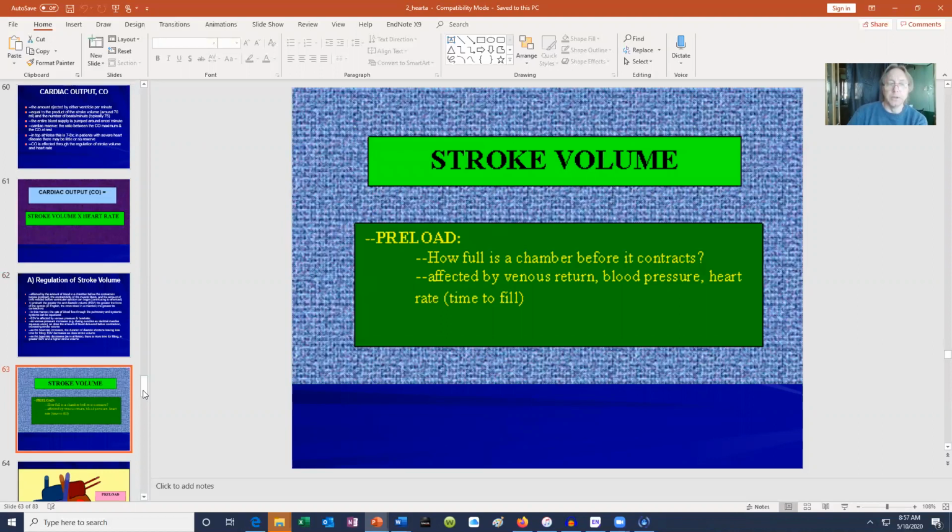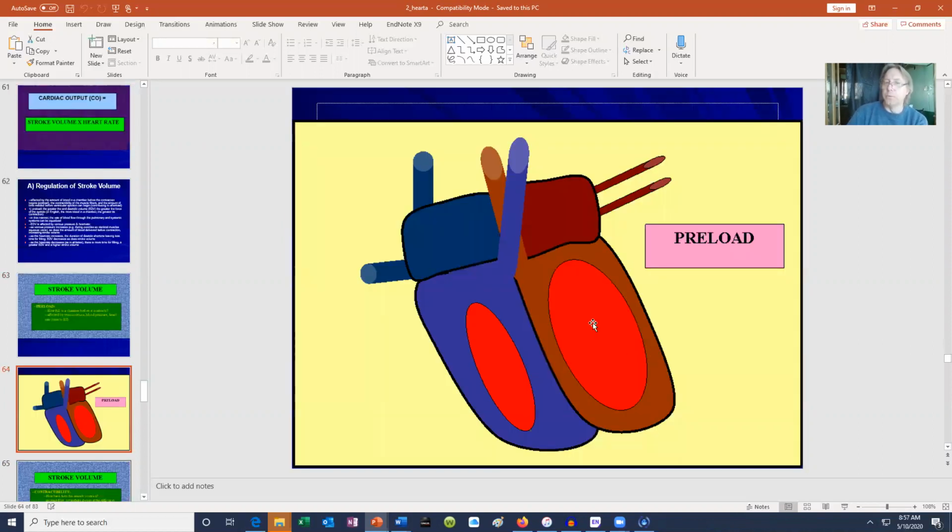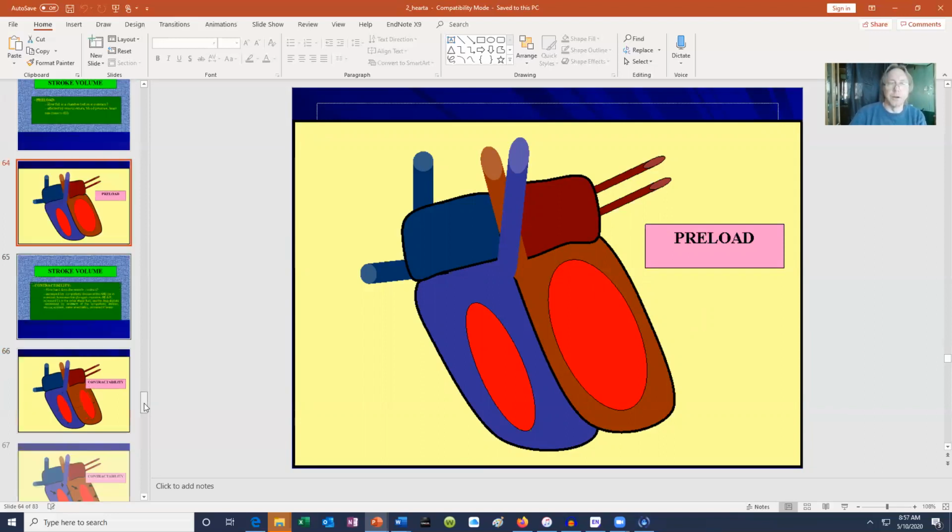First, the preload, in which we ask ourselves, how full is a chamber before the ventricle starts to contract? So here's a chamber that's fuller, here's a chamber that's more empty. Maybe I stood suddenly and less blood was coming back through the vena cava to reach the right atrium and the right ventricle. And so a chamber which has less blood in it will eject less blood in that heartbeat. A chamber which has more blood in it will eject more blood. So preload affects stroke volume.